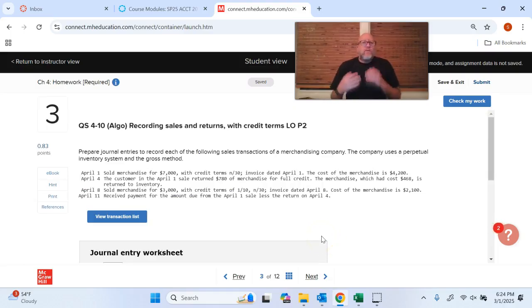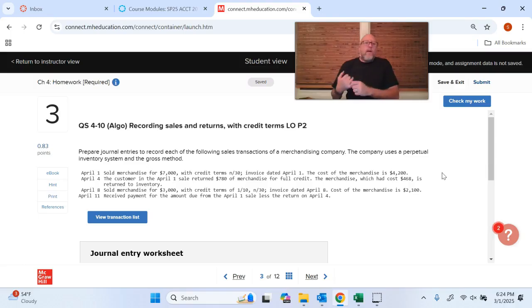Question 3. In this question, we're recording sales and returns with credit terms. Prepare journal entries to record each of the following. So we're selling merchandise. Again, in this transaction we are the merchandiser and we're selling to customers like you and I. So on April 1st, we sold $7,000 with credit terms, net 30. So they don't even get a discount. The cost of the merchandise was 4,200.